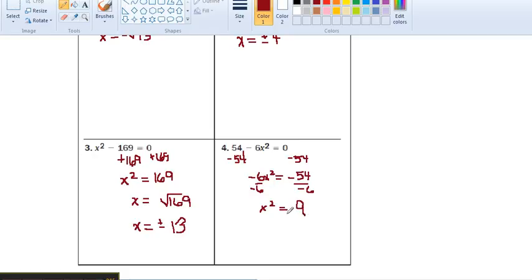So we can do this one. This is going to have a solution. What number times itself is positive 9? Well, that's plus or minus 3.